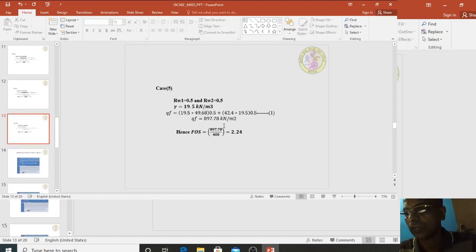Case 5, Rw1 is 0.5, Rw2 is 0.5. So for gamma you have to consider the submerged density, that is 19.5 kilonewton per meter cube. So the ultimate bearing capacity is 19.5 into 49.68 into 0.5 plus 42.4 into 19.5 into 0.5. That works out to be 897.78 kilonewton per meter square. The factor of safety is 897.78 divided by 400, 2.24. You can see the factor of safety drastically reduces.